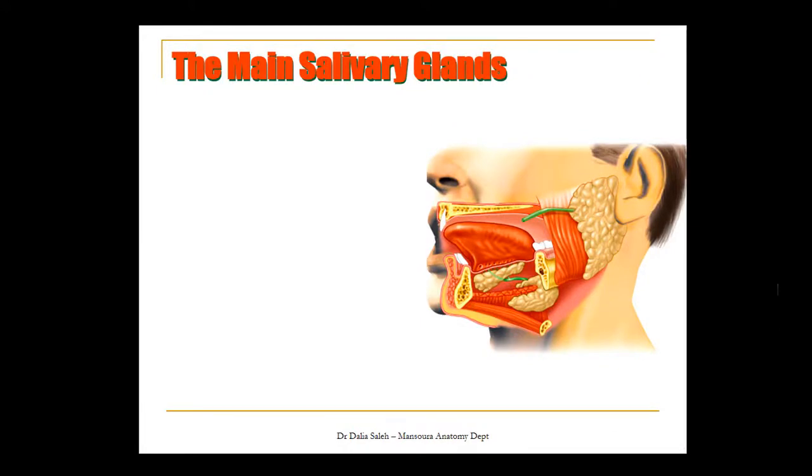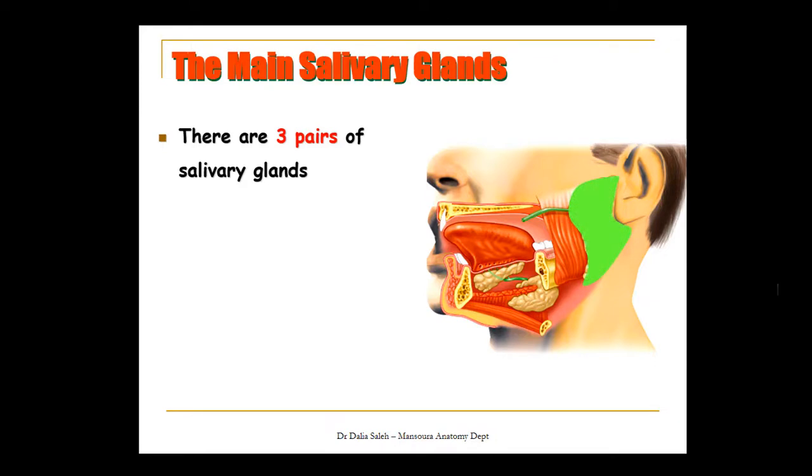Also inside the mouth, we can see the main salivary glands. We have three pairs, three on the right side and three on the left side. In this diagram, you can see the three on the left side of the mouth. The largest one is called the parotid gland. Another one lies under the mandible, called the submandibular gland. And another lies under the tongue, so it is called the sublingual gland.